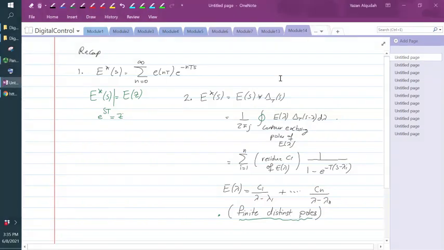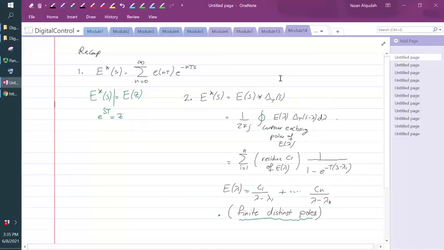Okay, in this module, we're going to be looking at the third expression for E star of S. Just to recap, we looked at two expressions for E star of S. The first one gave us a relationship between the Z transform and E star of S. We said if I take E star of S and replace e to the ST with Z, I'm going to be getting the Z transform of the signal E that I sampled at the output of the sampler.